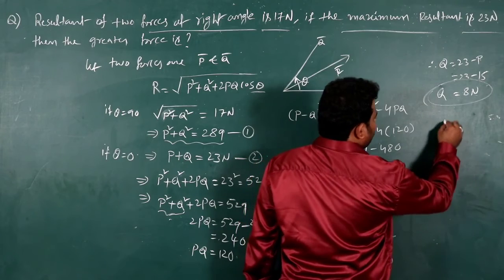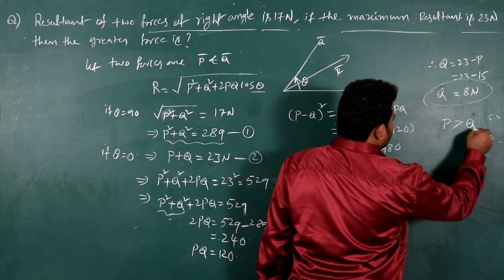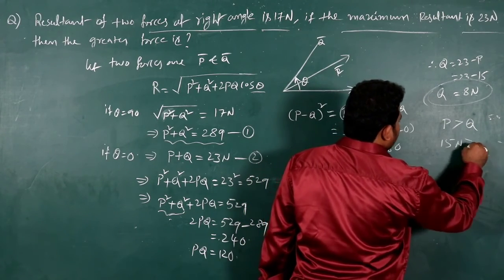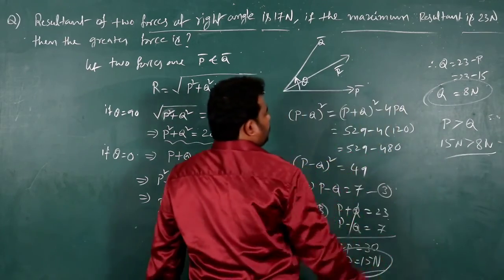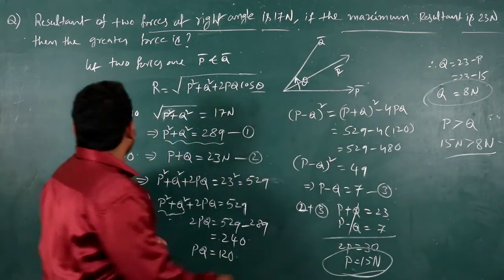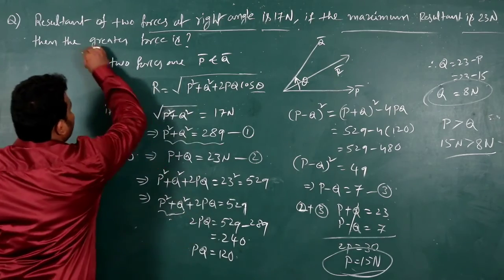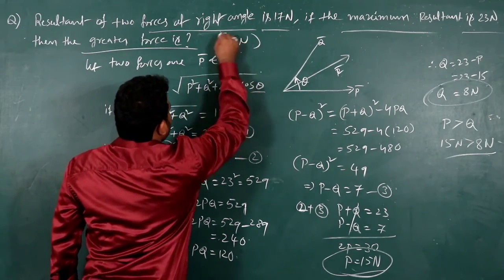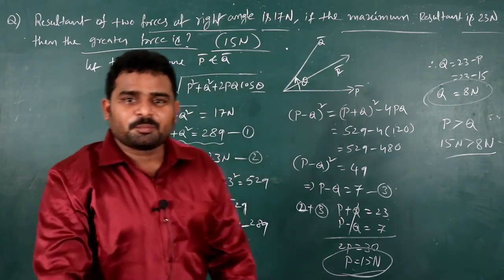Between these two, P is greater than Q. That means 15 newtons is greater than 8 newtons. So 15 newtons is the greater force. This is the problem. Thank you.